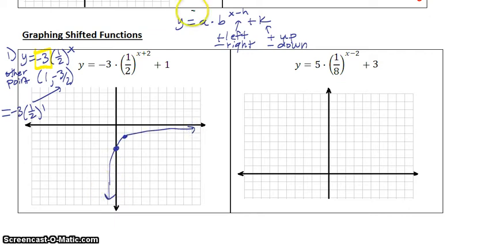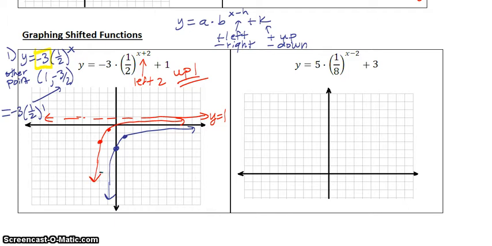Then I'm going to figure out what my shifts are. I am thinking left 2 and up 1. The up part is what tells us how to move our asymptote. So I'm going to move my asymptote up 1. My asymptote for my answer graph is going to be y equals 1. And then these 2 points I'm going to move left 2, up 1. So left 1, 2, up 1. Left 1, 2, up 1. Draw in my new graph going up to my asymptote.